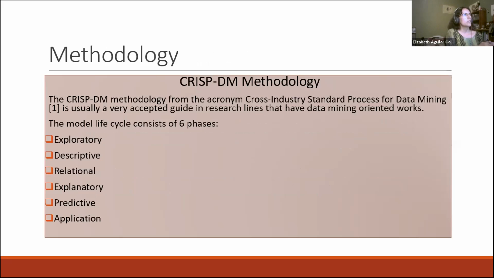Then the methodology that we followed was the CRISP-DM methodology. The CRISP-DM methodology, the cross-industry standard process for data mining, is a very accepted guide in research lines that have data mining oriented work. The model life cycle consists of 6 phases: exploratory, descriptive, relational, explanatory, predictive, and application.